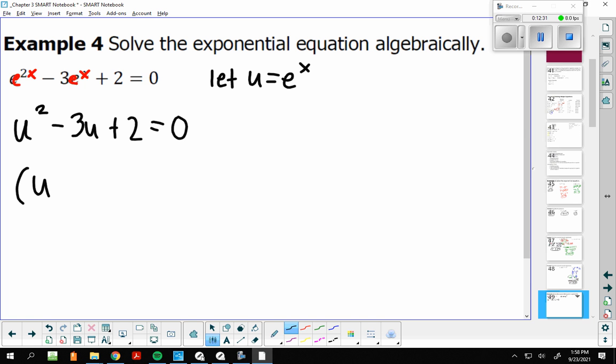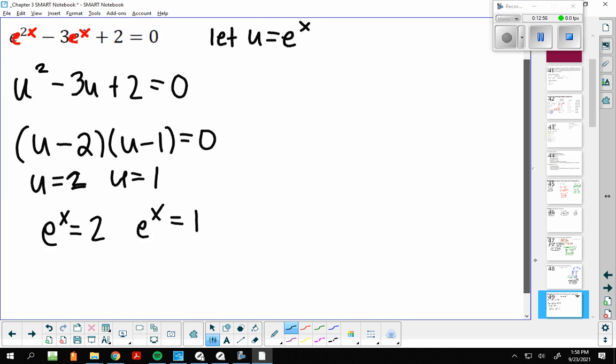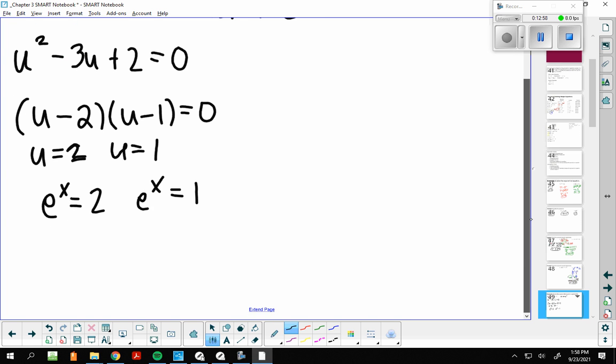So we factor this. What multiplies to 2 and adds to negative 3, that's going to be negative 2 and negative 1. And then we set each factor equal to 0 and solve. So we get u equals 2 and u equals 1. And then we said that u was e to the x power, so we're going to plug that back in. So e to the x equals 2 and e to the x equals 1. And now we have two exponential equations that we need to solve.